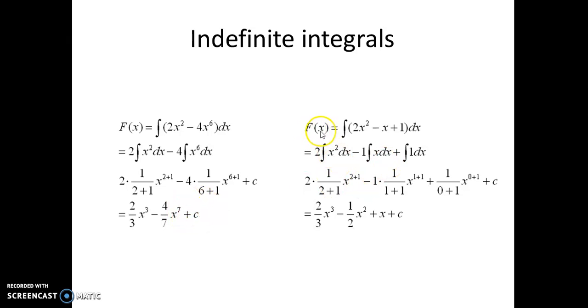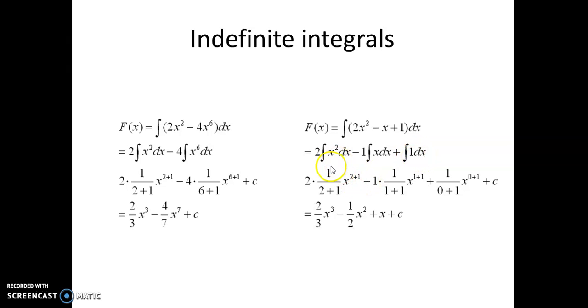Final example, f of x is equal to your indefinite integral, and now we've got 3. We've got 2x squared minus x plus 1 with respect to x. So deal with each function separately. I'm going to take this constant in front of the integral sign, and then what I'm left with between the integral sign and dx is x squared. Then I'm going to take the minus 1 because that coefficient is 1 in front of the integral sign, and then I've got x between my integral sign and dx, and then I've got the integral of a constant.